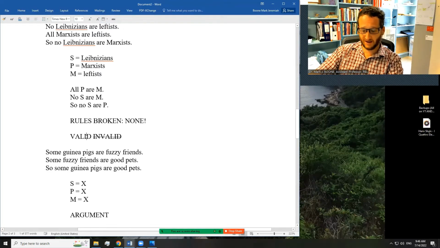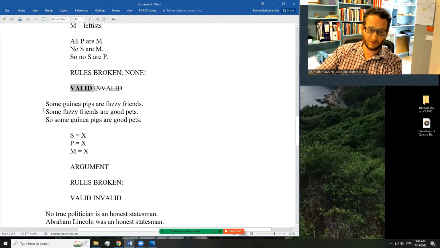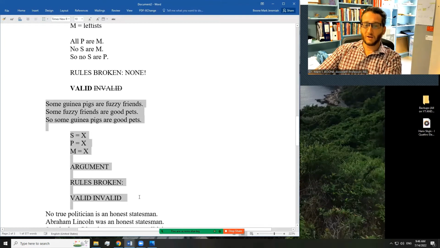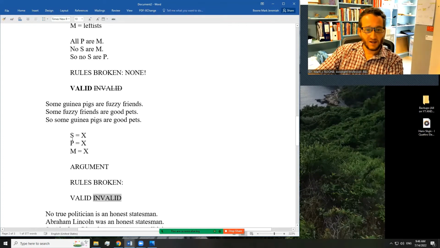invalid, it is valid. Now, this is a strategy, I could almost say a formula, that I strongly recommend for using this method. After the argument, you want to symbolize S, P, and M, then restate the argument formally. State the rules that are broken and state whether it's valid or invalid. Just don't write valid, invalid, and then neglect to scratch one out. So this is what you should do for any syllogism when you're testing for validity using this method.